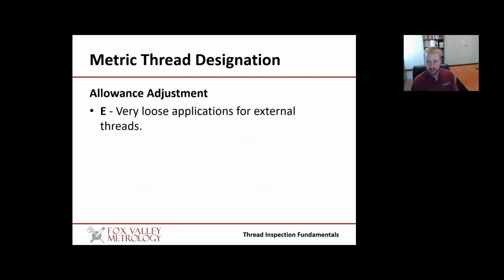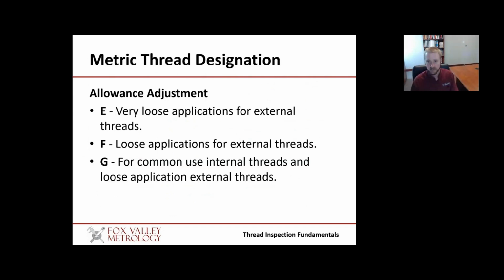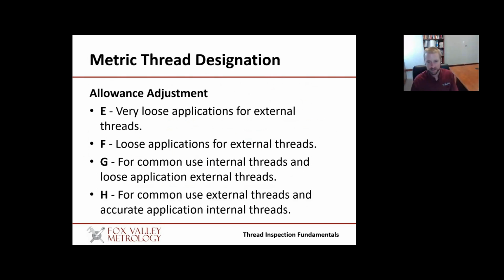We have the letter E, which is for very loose applications for external threads. The letter F, which is, I'm sorry, not very loose, just regularly loose. G is for common use internal threads and loose application of external threads. And H is for common use on external threads and for accurate application of internal threads. So most commonly, we're going to see G and H as the callouts on thread designations within the metric world. But of course, we have the availability to utilize and call on any of the other allowance adjustments that are listed here on this page.